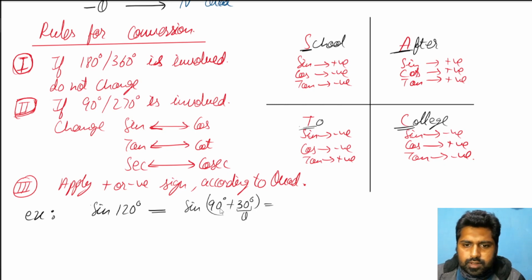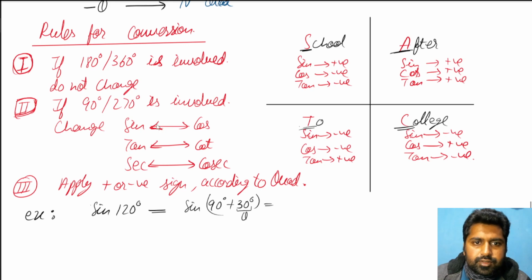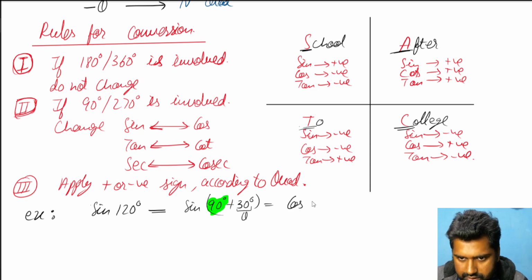Okay, so look at the first rule. 180 and 360 involved, do not change. 90 and 270 is involved, change. So 90 degree is here, that means you have to change. So change sine to cos. So that will become cos 30 degree. But you have to apply positive or negative. How do you decide that? You decide based on the quadrant.